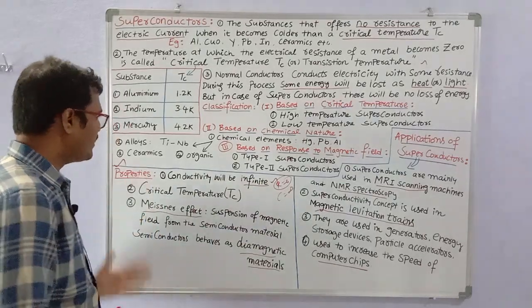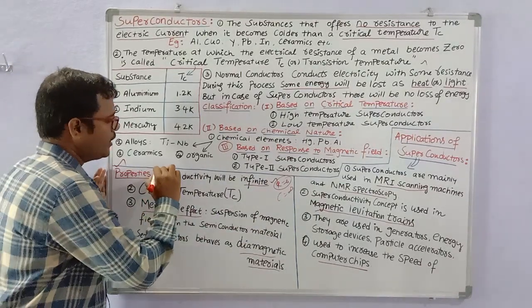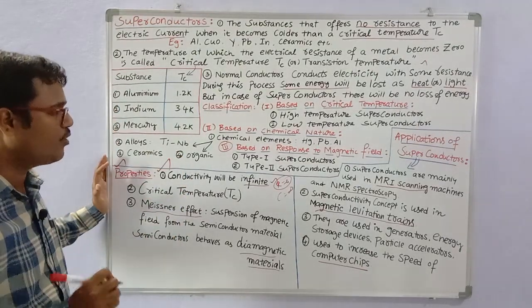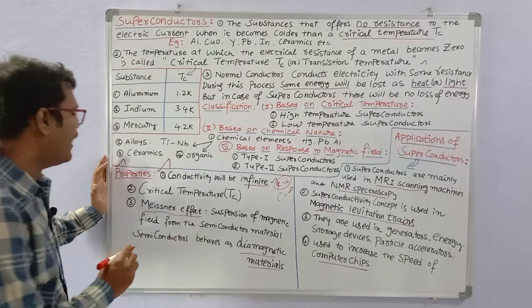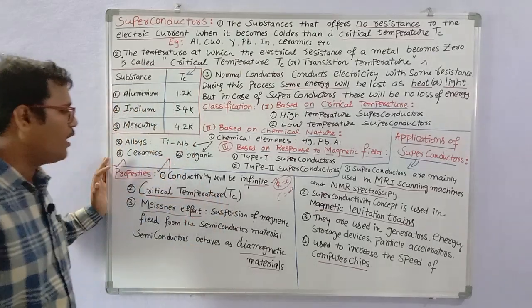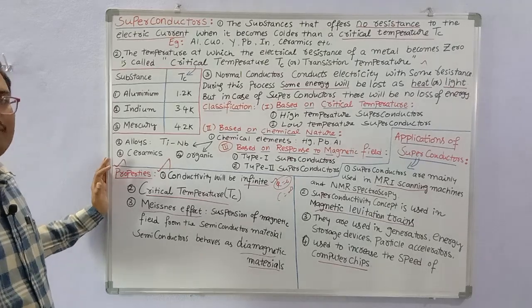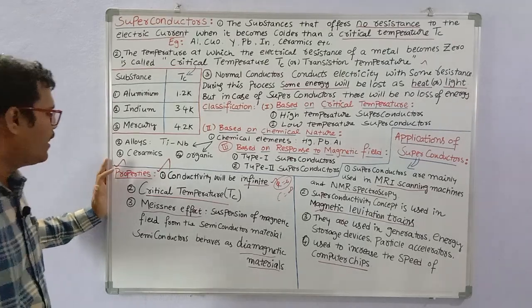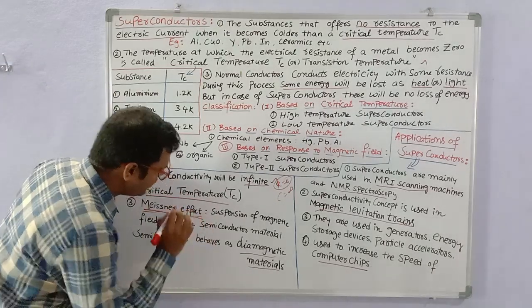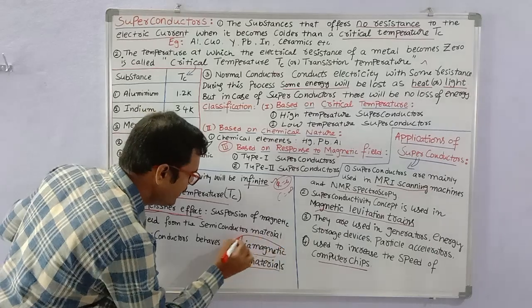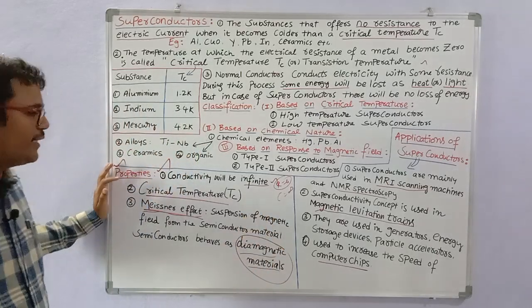In the properties, we have three important properties. Superconductors will have infinite conductance because resistance is zero, so conductance will be infinite. Superconductors are characterized by a particular temperature at which they behave as superconductors. That temperature is called the critical temperature, and superconductors exhibit an effect called the Meissner effect. Superconductors behave as diamagnetic materials. They are repelled by the magnetic field.